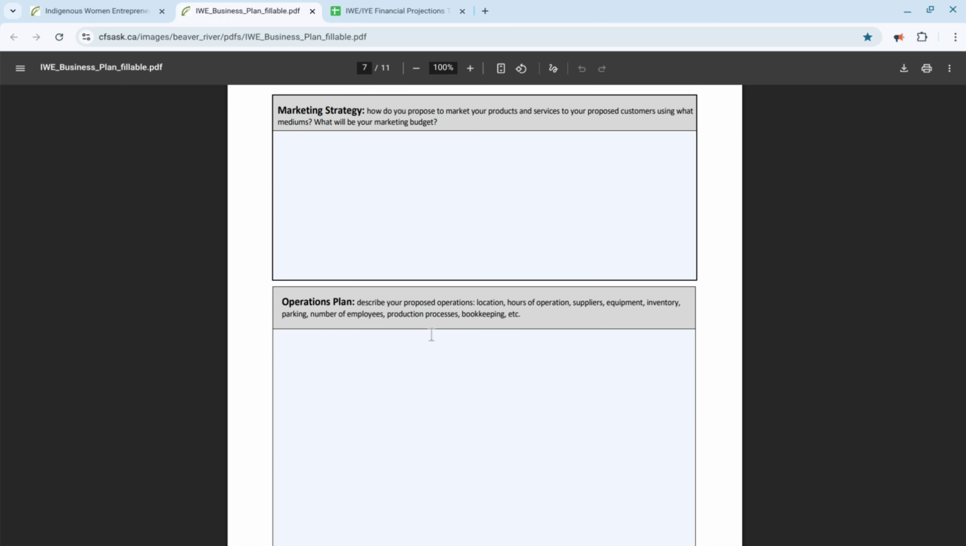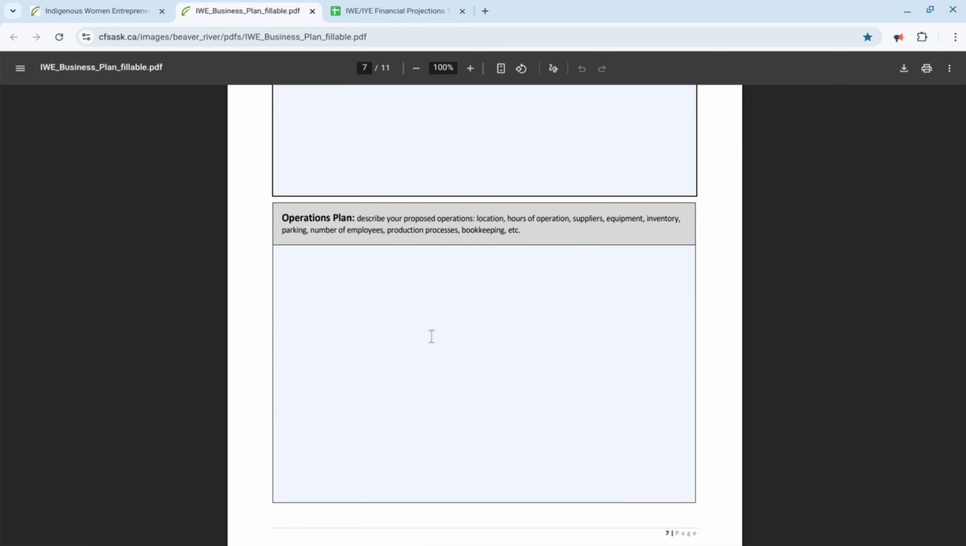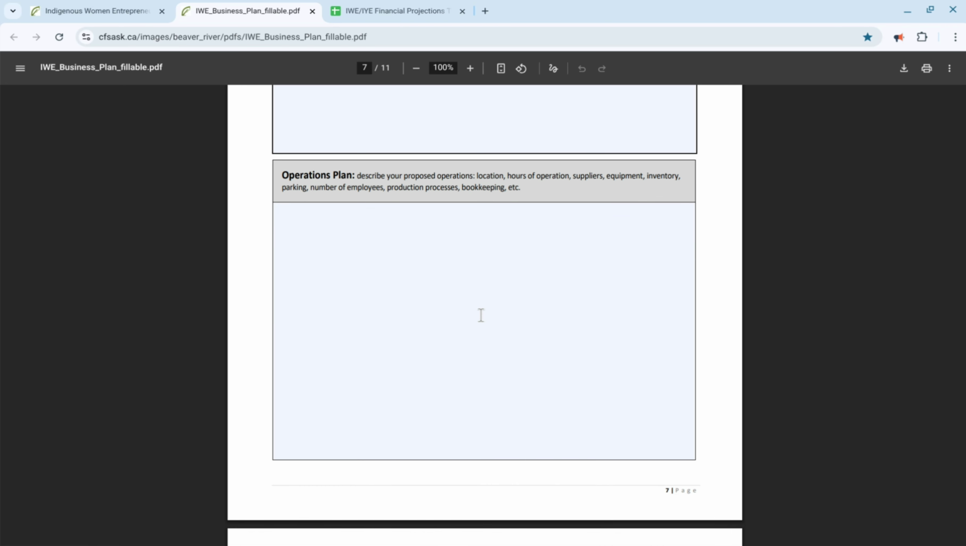And then after that, scrolling down here to the next section, which is the operations plan. It says, describe your proposed operations, location, hours of operation, suppliers, equipment, inventory, parking, number of employees, production processes, and bookkeeping, etc. So again, we'll just break that down step by step.